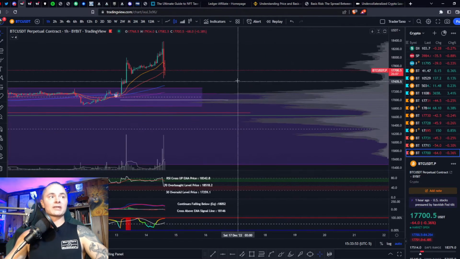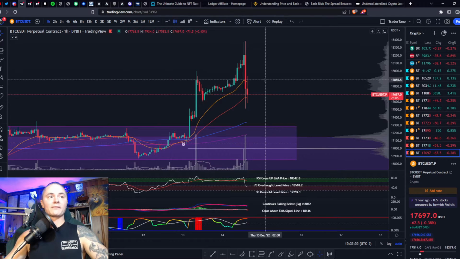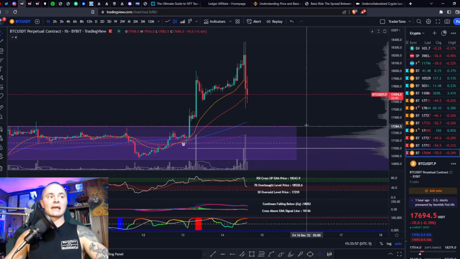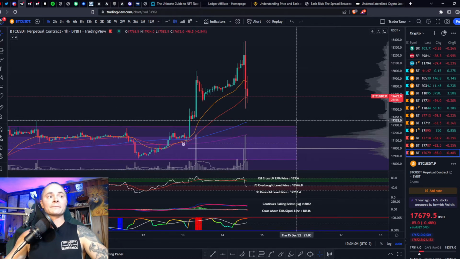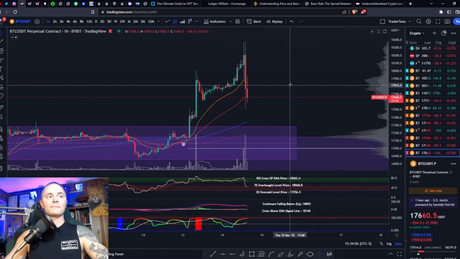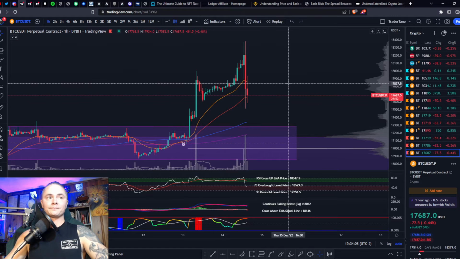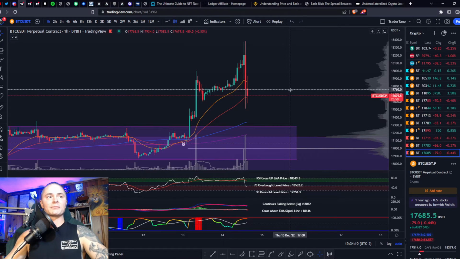So that's the bearish case. The bearish case is that you start breaking down from here and you break 17K. Now, if you break the 100, you're probably going to go to the 200 and then probably go to 17K. I would expect bounces along the way, but like I said, 17K is the inflection point.